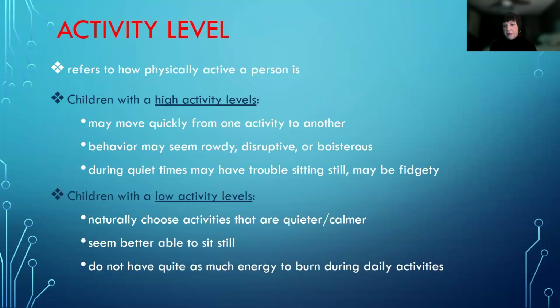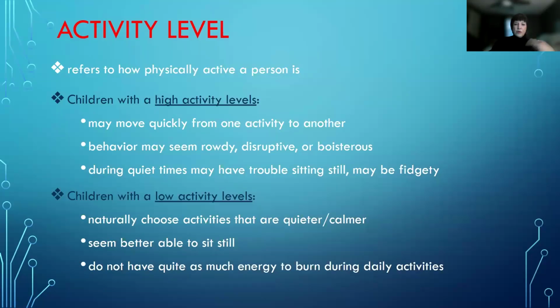First is activity level. So this one is pretty out there. We can understand this one immediately. It refers to how physically active someone is. I want you to think about yourself, even though I'm talking about children. You can certainly think about yourself or any other adult as well as your children. A child with a high activity level might move from activity to activity to activity.